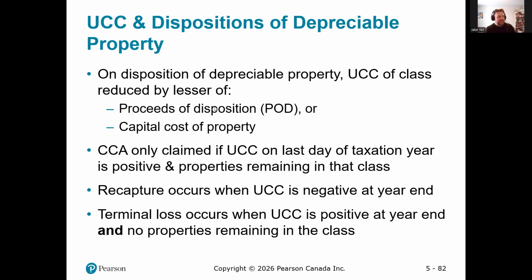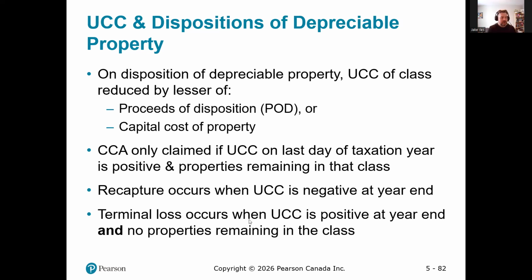Because proceeds get subtracted from our UCC, if proceeds are ever above that value, subtracting them will create a negative number. So recapture occurs whenever a disposal results in a negative UCC. That means we've subtracted more than the value that was left. So we need to recognize that lost value or missed value.